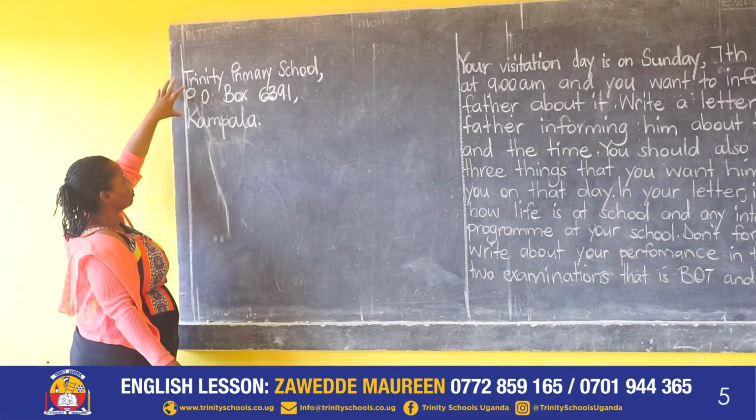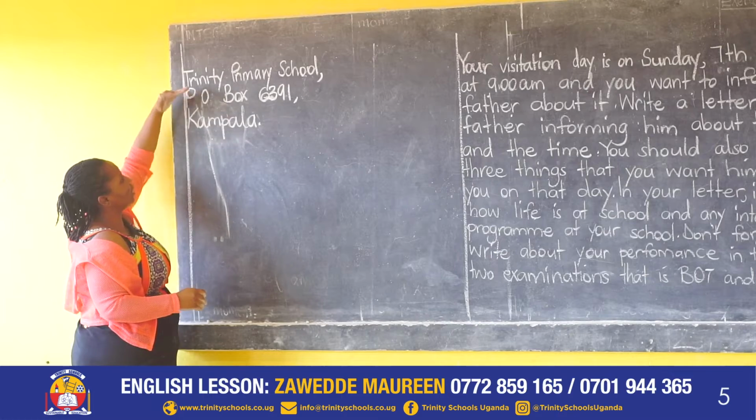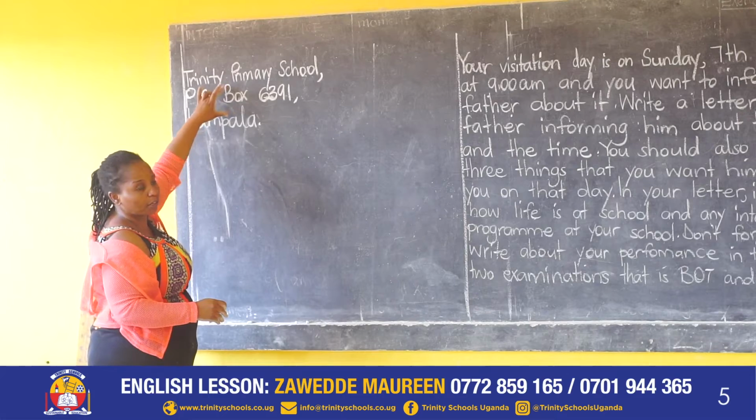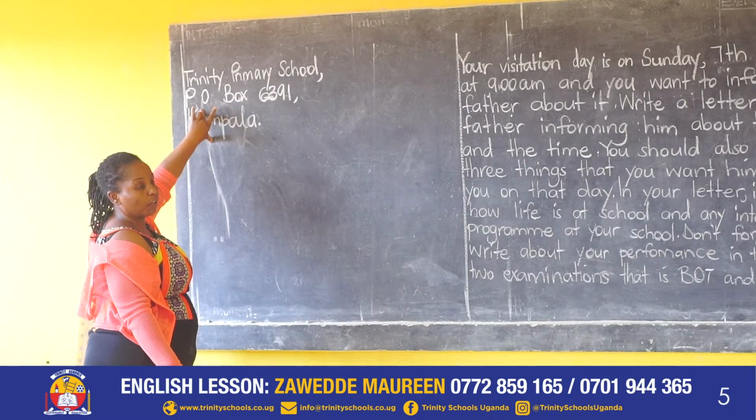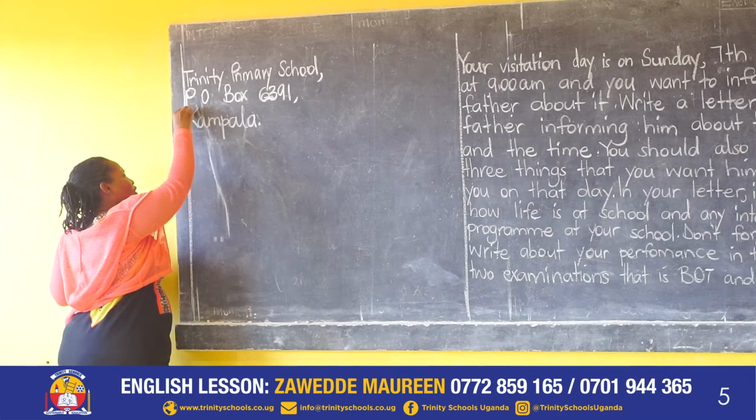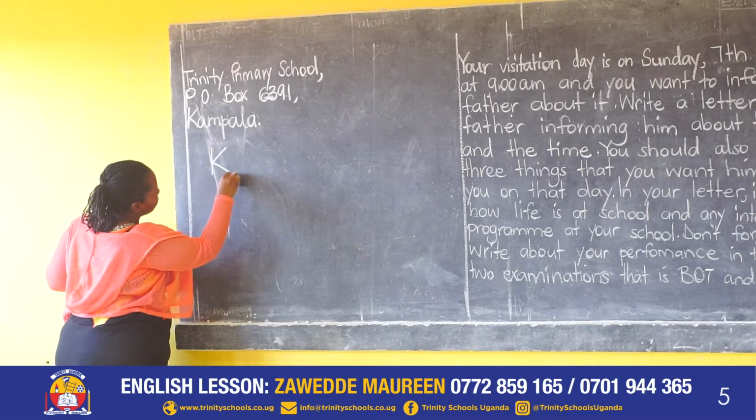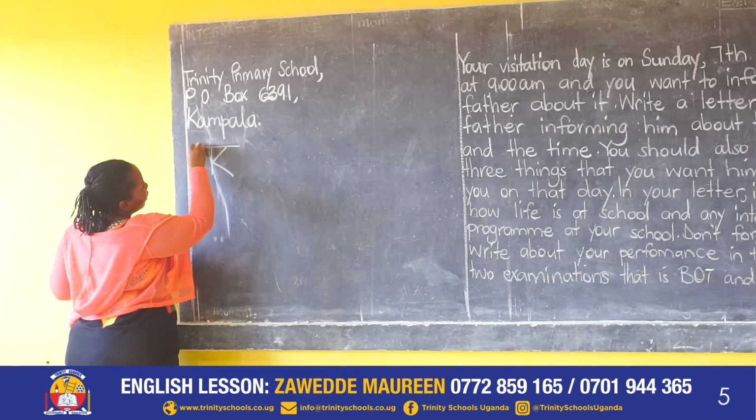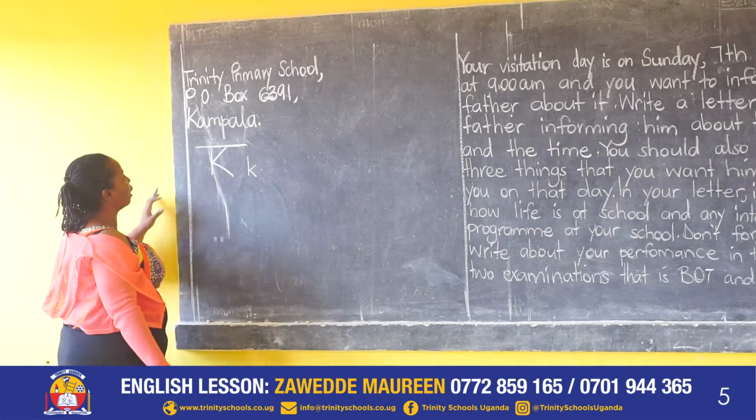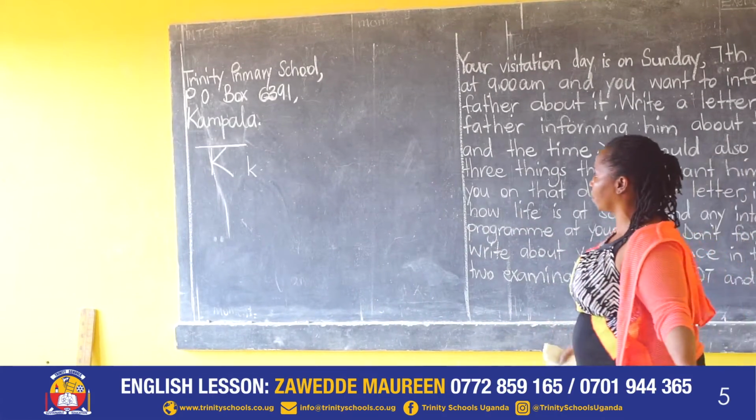And a proper address comprises three sets: the place, the post office box number, and the city or the main town where that place is from. Please take note, if your place starts with a capital K, the bars are at the same level. If you do it like this, that will not be a capital K, and you're likely to fail the whole address, my dear candidates. So take note of that.